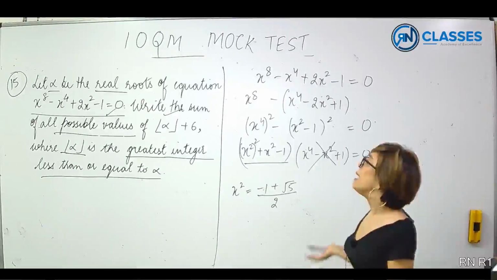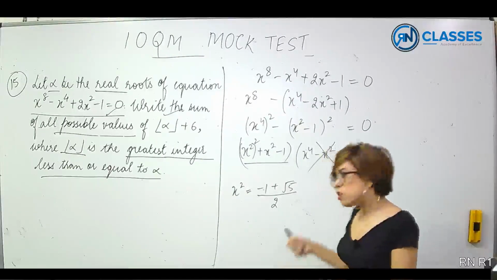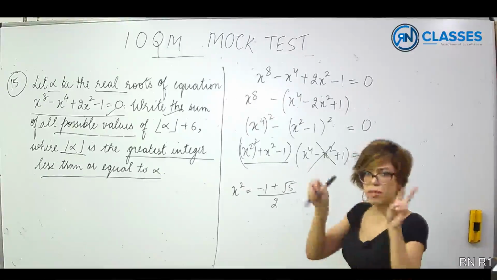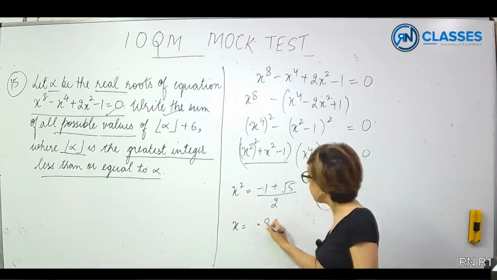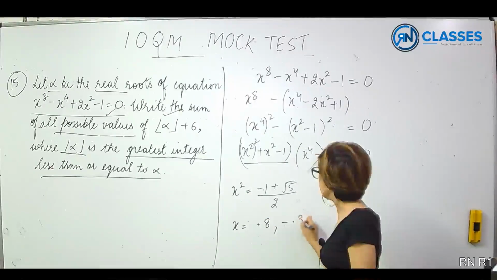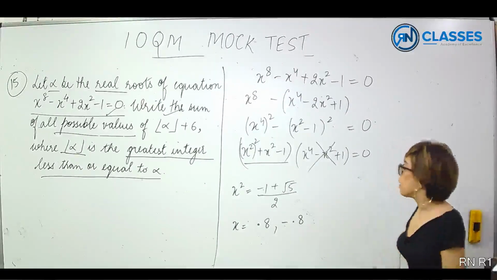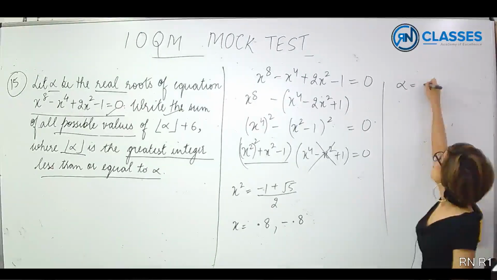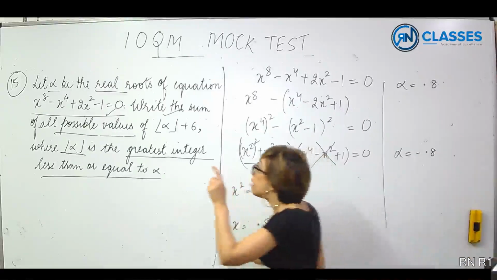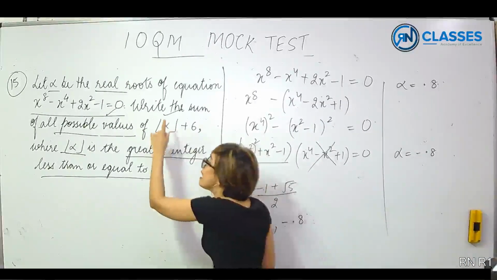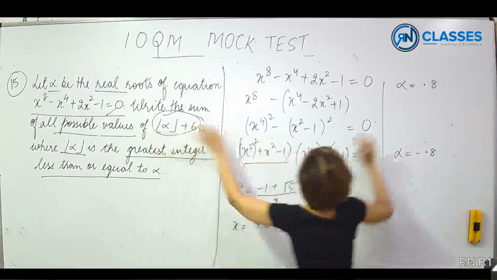Now, I need to talk about the solution. That means I need to talk about the value of x, not x square. So, from here, I can find it. Approximate value, I'll take it. So, x will either turn out to be 0.8 or it will turn out to be minus 0.8. Substitute the approximate value of root 5 and you will get it. So, that means alpha can be 0.8 and alpha can be minus 0.8. Mind it, I want all possible values of [alpha] plus 6, that is, the greatest integer less than or equal to alpha, plus 6. This entire thing.